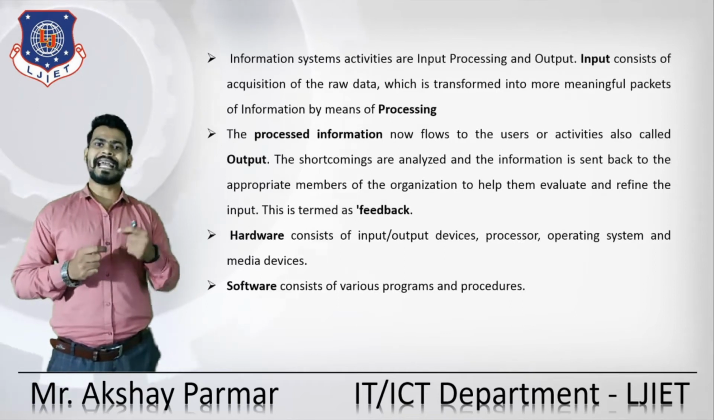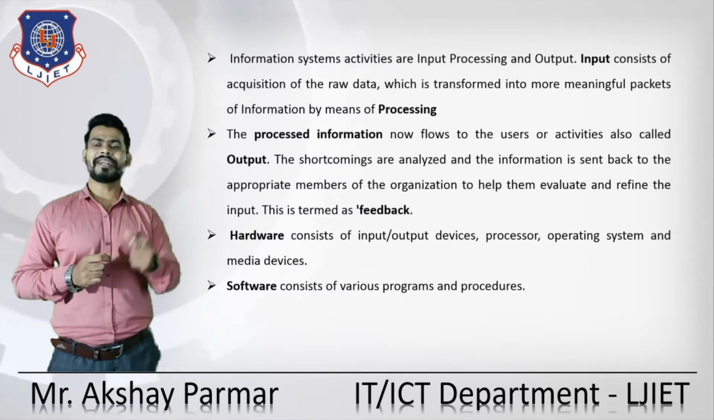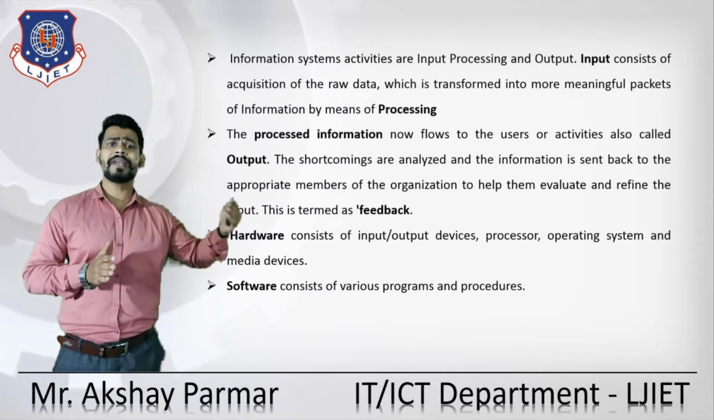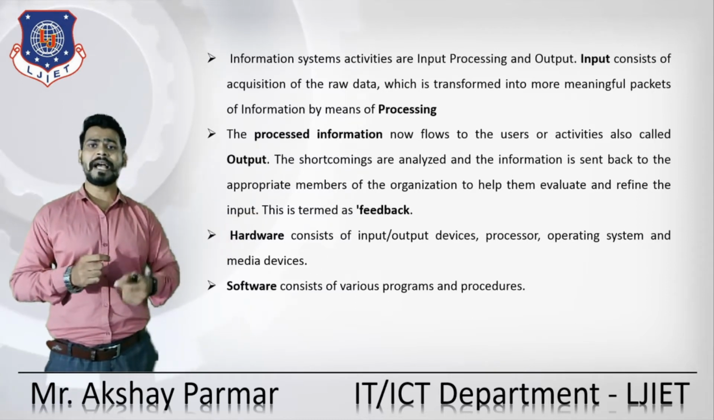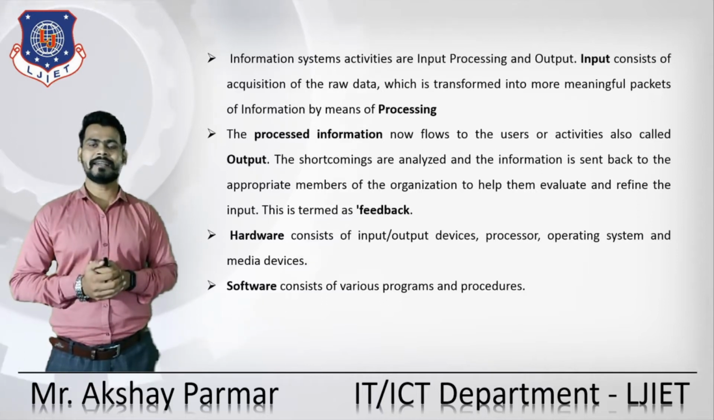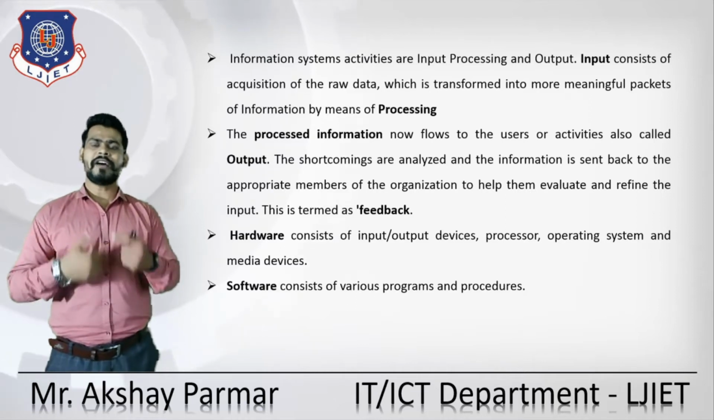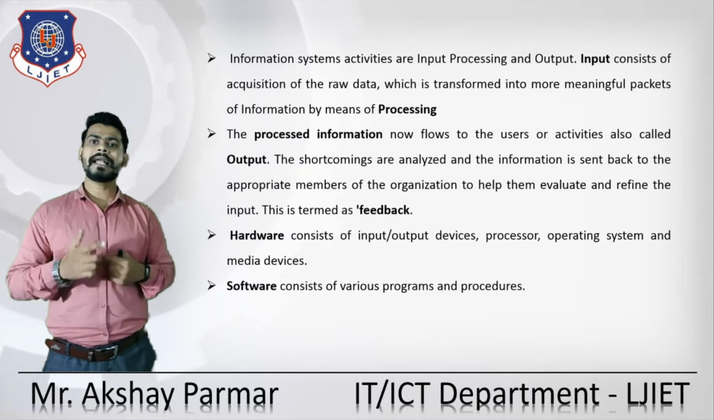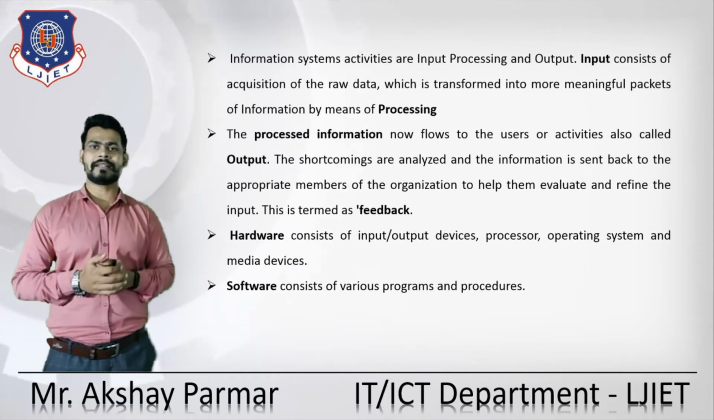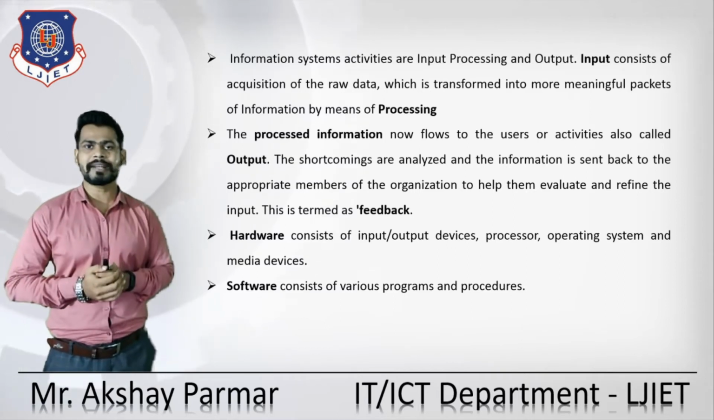The information system's activities are input, processing and output. Input consists of the acquisition of raw data, which is transformed into more meaningful packets of information by means of processing. So whenever you are sensing your surroundings with any sensors, that is raw data for you. After some processing and after applying some business logic, that raw data becomes useful. So getting that raw data from the sensor is called input in our case.